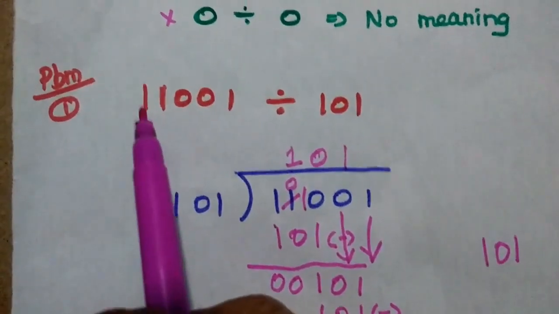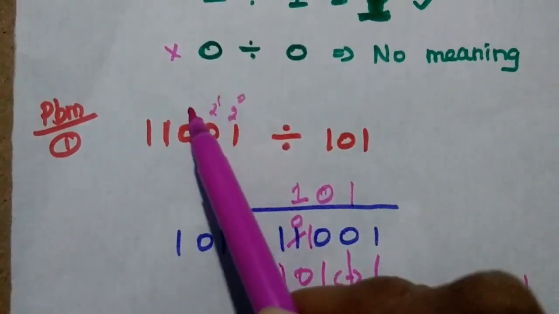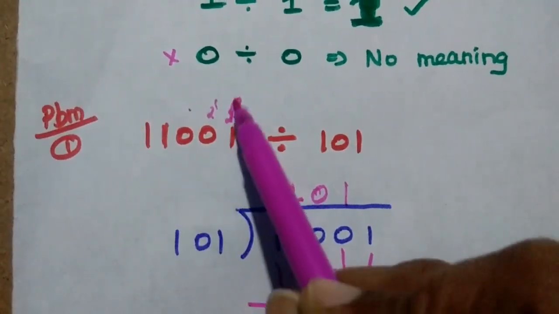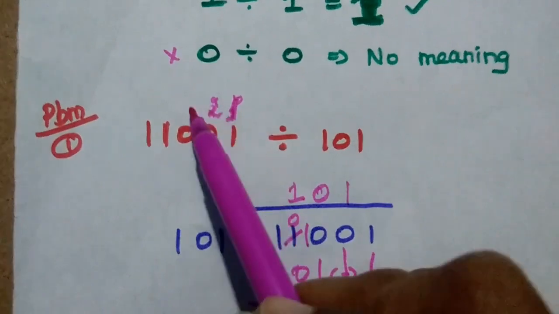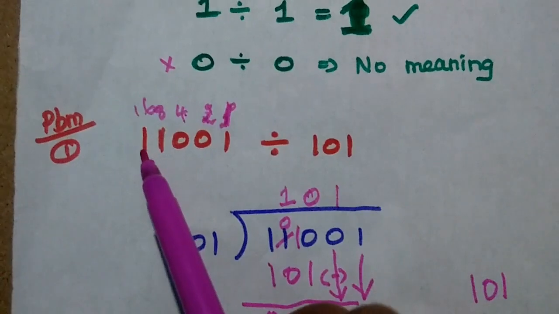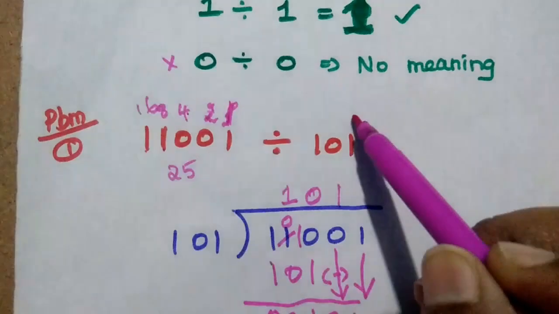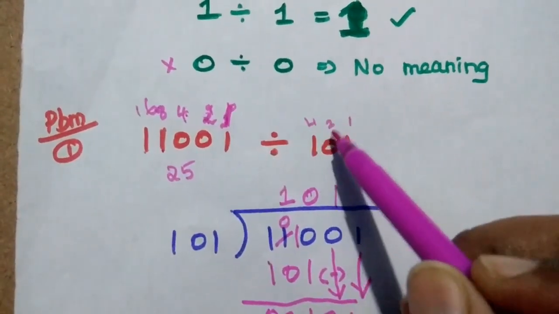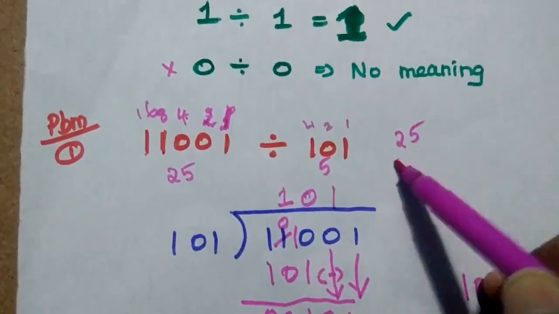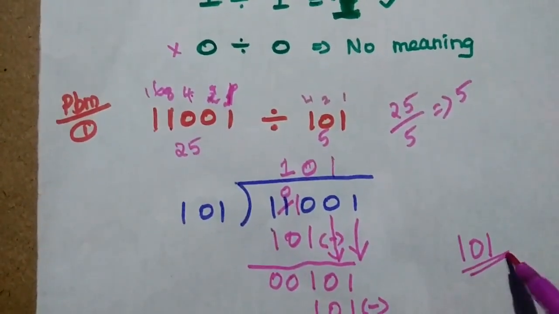Here its weights, we can start from here: 2 power 0, 2 power 1, 2 power 2, 2 power 3, 2 power 4. So 2 power 0 is 1, its weight is 1. Its weight is 2. Here it is 4, 8, 16. So what is the number? 16 plus 8 plus 1, that is 25. Here it is 1, 2, 4. So the 2 position, that value is 0. So 4 plus 1 is 5. 25 divided by 5 is equal to what? 5. So we can get the answer as 5 here.